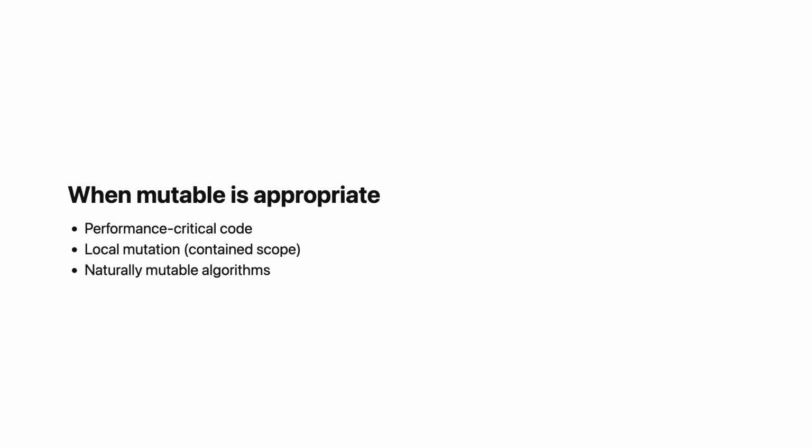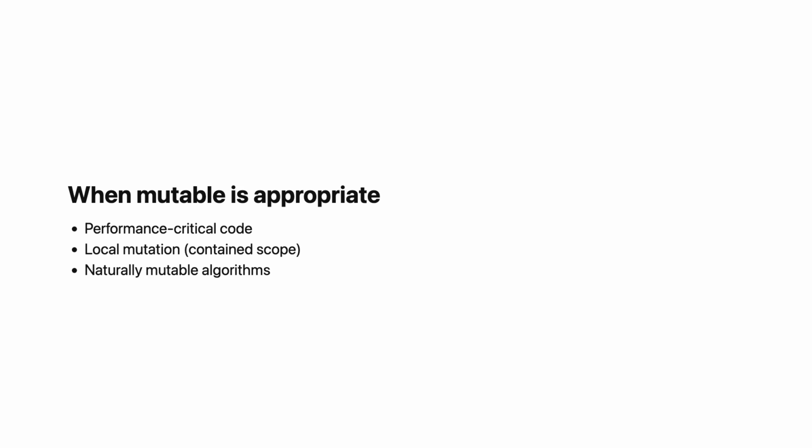Despite its problems, mutable data has its place. Performance-critical code sometimes needs mutation. Building up a large structure piece by piece is faster with mutation than with many copies. Local mutation is often fine. If data is created, mutated, and used all within one function and never escapes, the risks are contained. Nobody else can see the mutations.